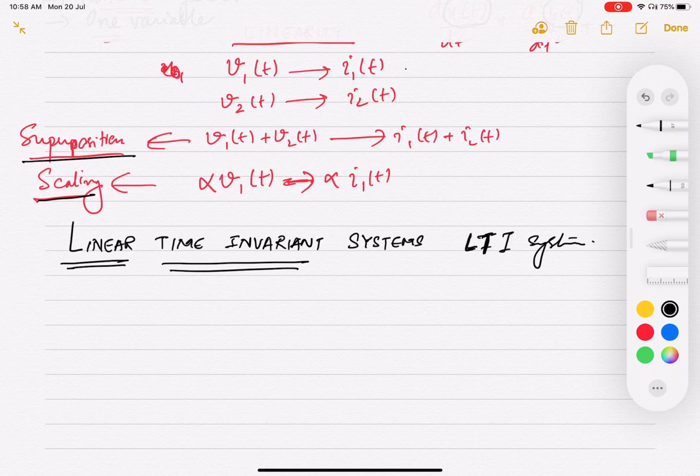So if you apply an input at some time and you get the response, just changing the time at which you're applying the input will not change the response. The response will remain the same. This is a slightly loose definition of something being time invariant. But basically, if the system parameters are fixed, they don't change with time, then the system is called a time invariant system.